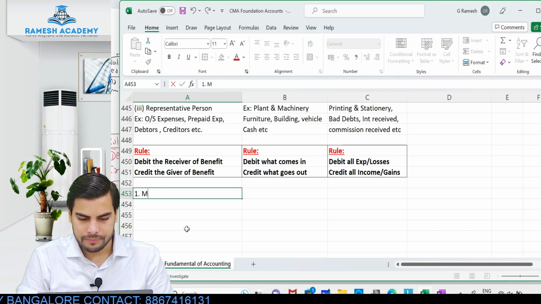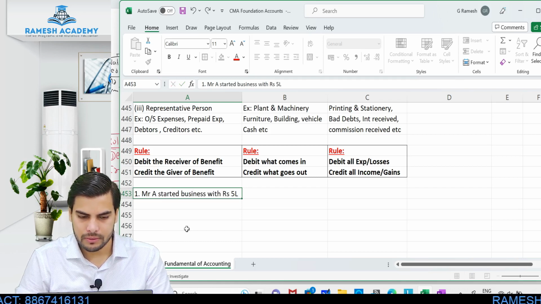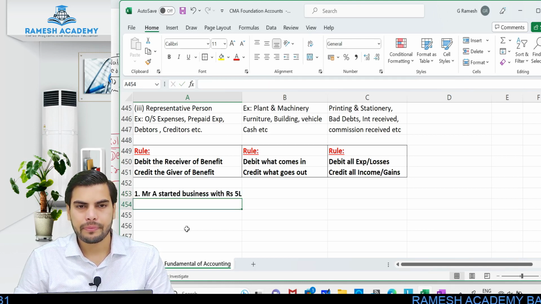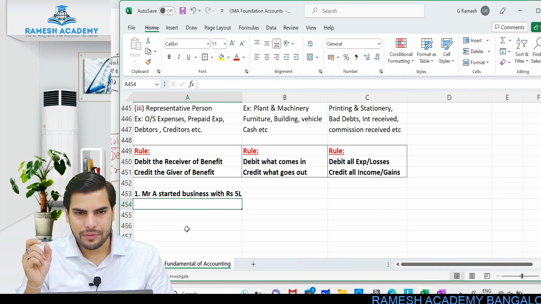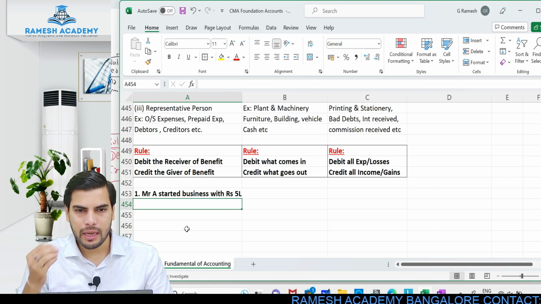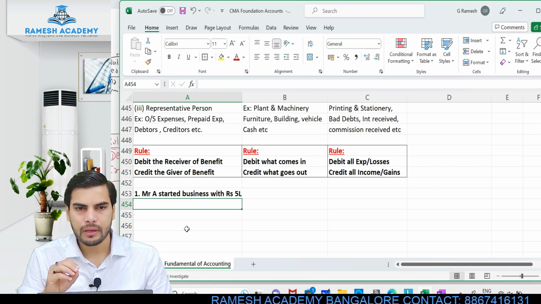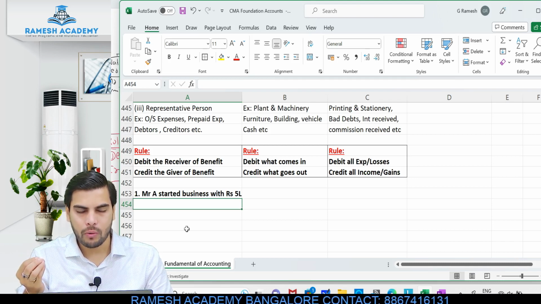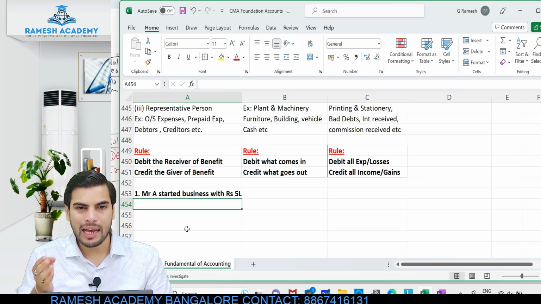Okay, let us say Mr. A started business with 5 lakh rupees. So he is bringing in 5 lakh rupees towards the business. First thing is understand the transaction carefully. Understand the meaning of this particular transaction. What is happening? Mr. A is contributing 5 lakh rupees towards the business. Don't you think he'll become the owner? Correct? So Mr. A is the owner in this case. The amount whatever he is contributing, what do we call it as? Owner's contribution towards the business will be called as what? It would be called as capital.